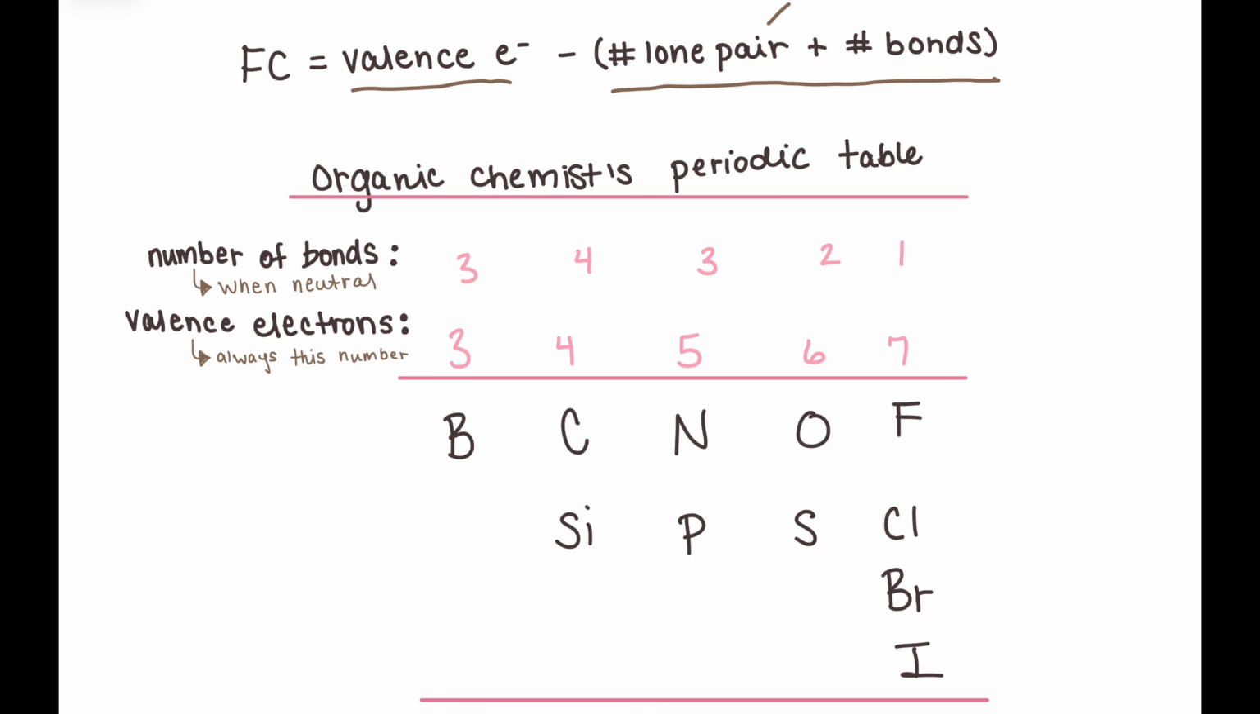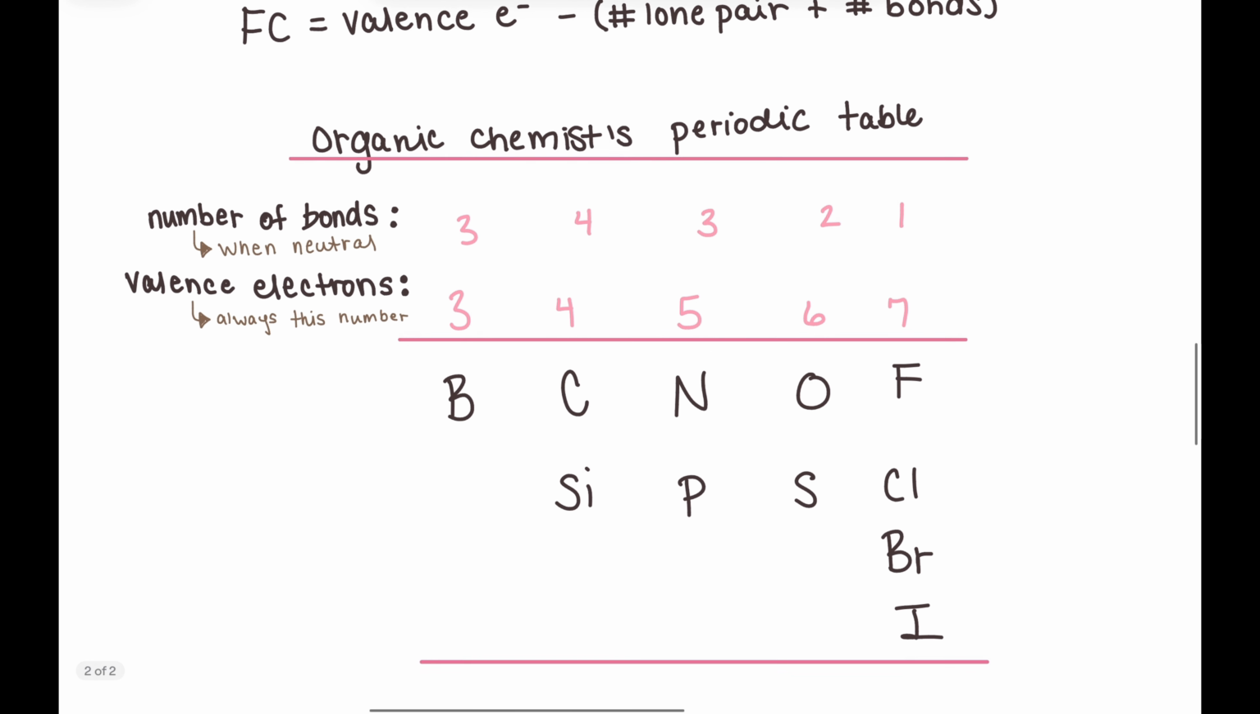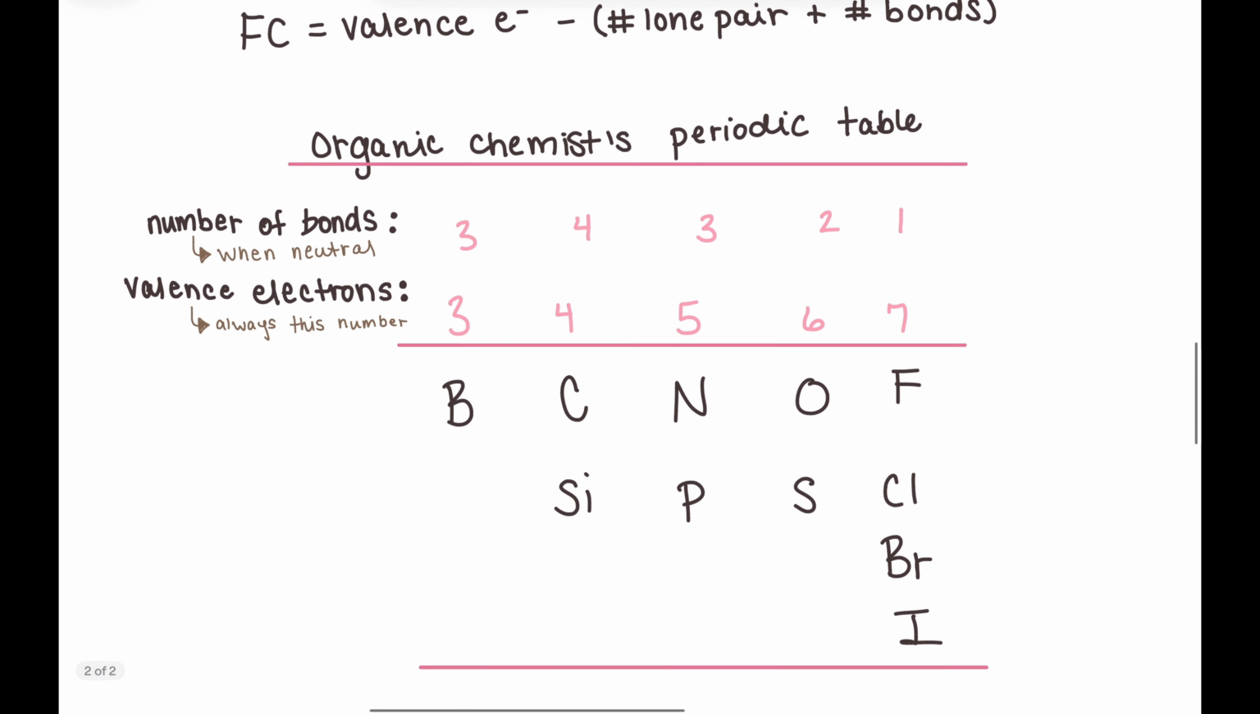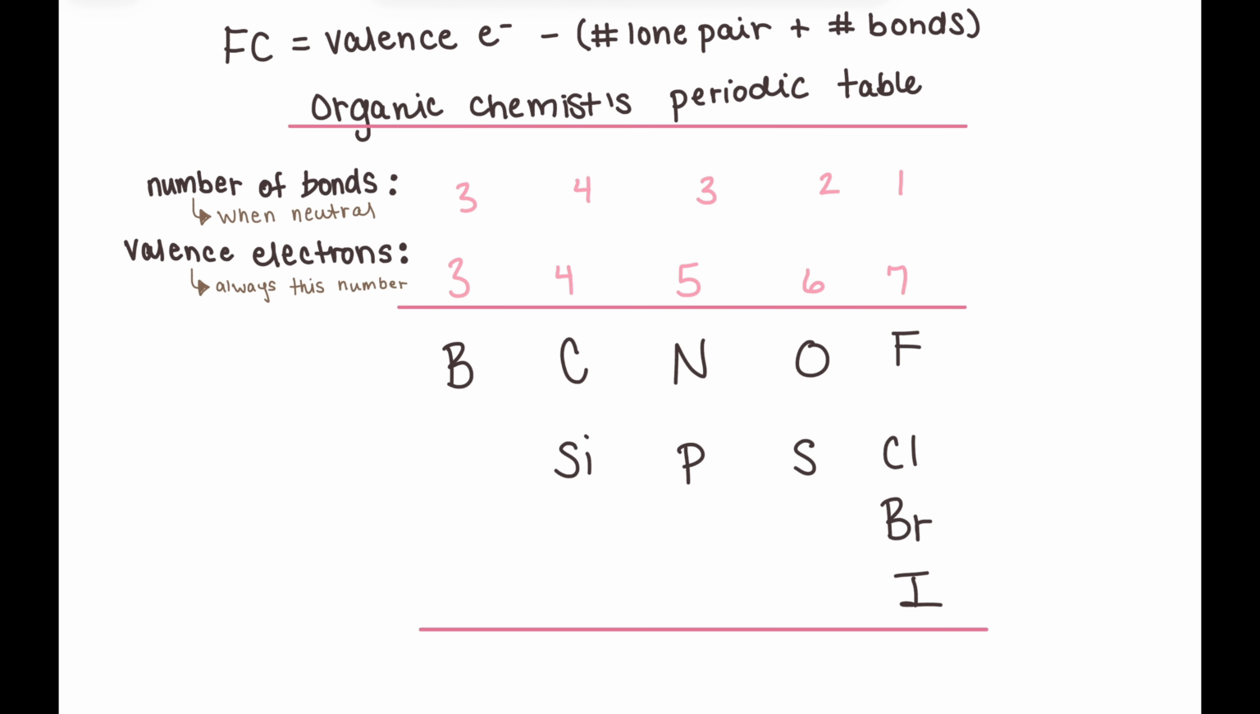So you take these together and then you subtract it from the number of valence electrons. Now this, in combination with my organic chemist periodic table, you should be able to get your Lewis structures. This periodic table will help you draw those neutral structures. It's very tricky sometimes to understand what bonds to what.